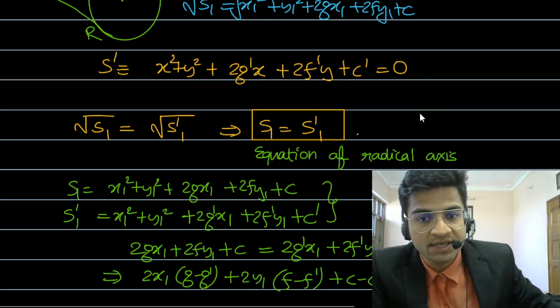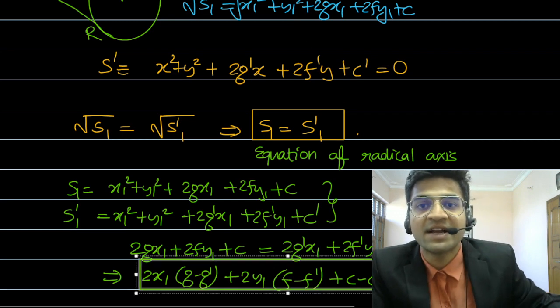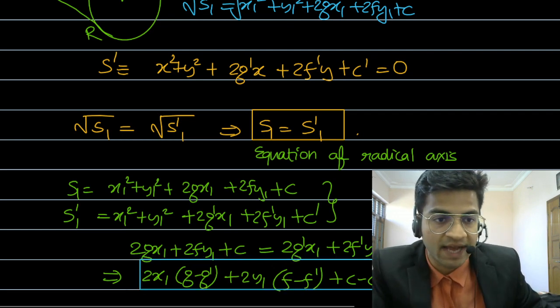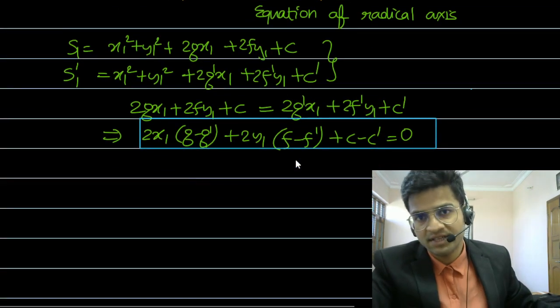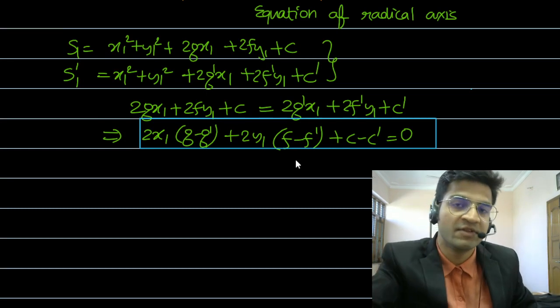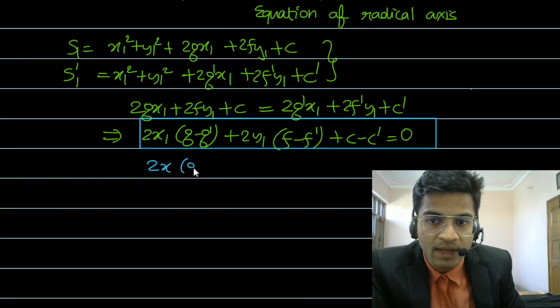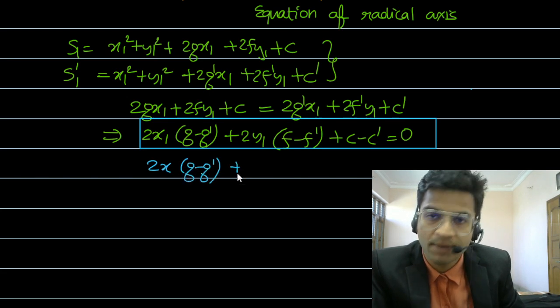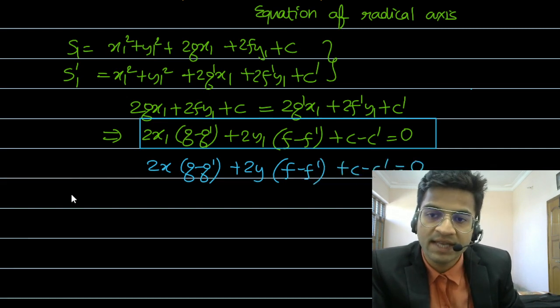So students, this is the equation of radical axis. Also, this point (x1, y1) is variable, right? This is not a fixed point. This is a variable point. We have to find the locus of the point, so we will write this x1 and y1 as x and y only. So 2x(g minus g dash) plus 2y(f minus f dash) plus (c minus c dash) is equal to 0. It is the equation of radical axis.